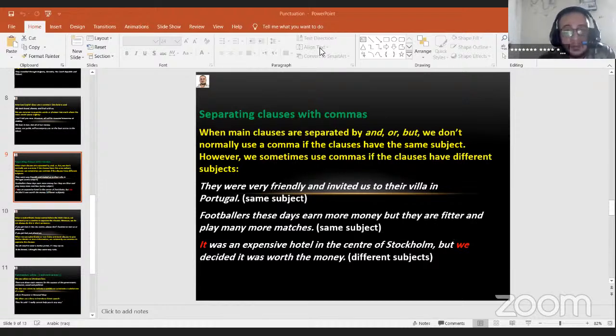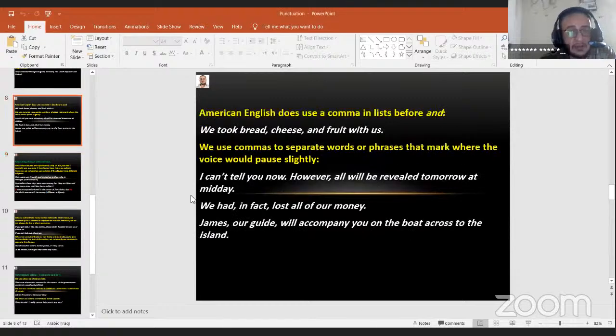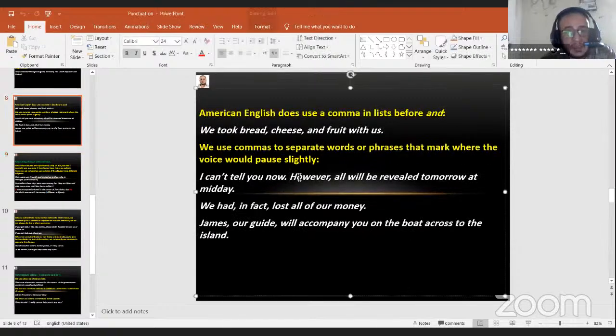Okay. Before we go on, I have a question about slide number 8. Why did we capitalize the H of "however"? Because it's preceded by a full stop, so it means the beginning of a sentence. That's why we capitalized the H.